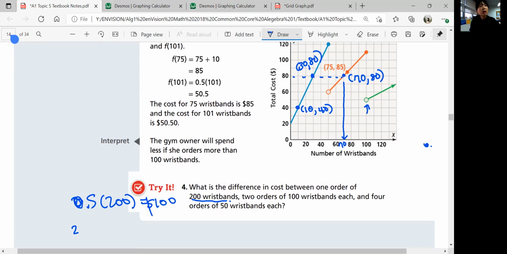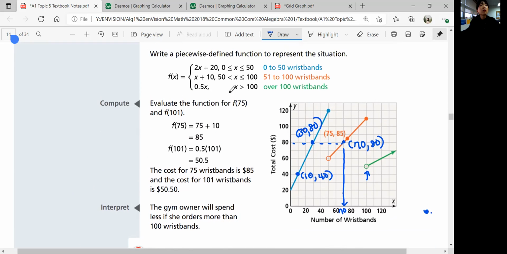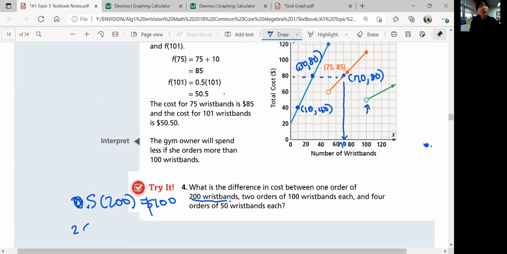So 2 times x plus 10, right? 2 times 100 plus 10 would be 2 times 110. That's $220. And 4, okay, so that's number 2. And then 4 orders of 50 wristbands each. So they're all going to total 200 wristbands. But if you order it differently, it might cost a lot more.